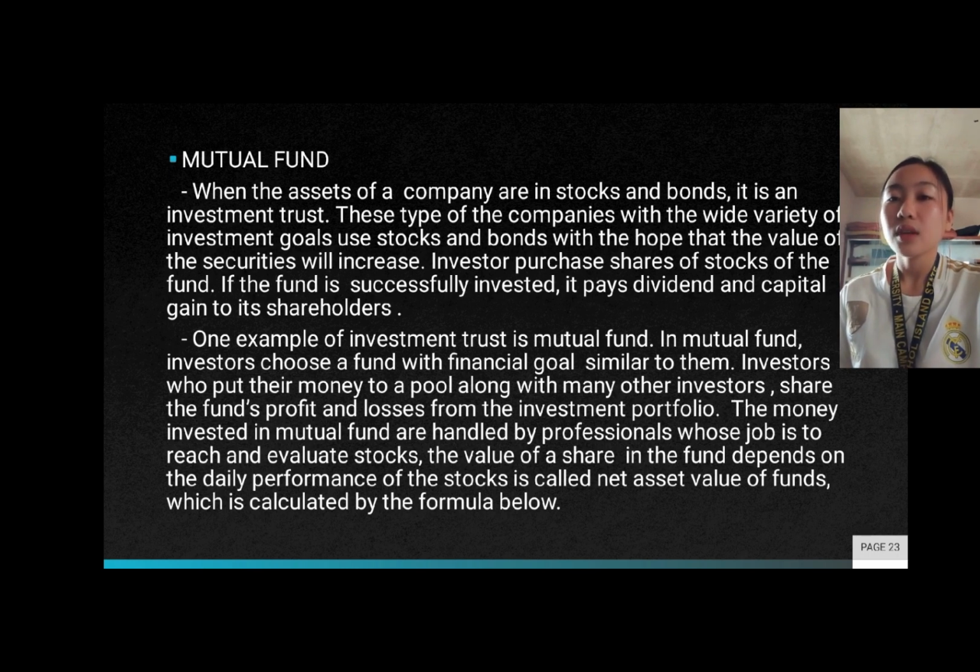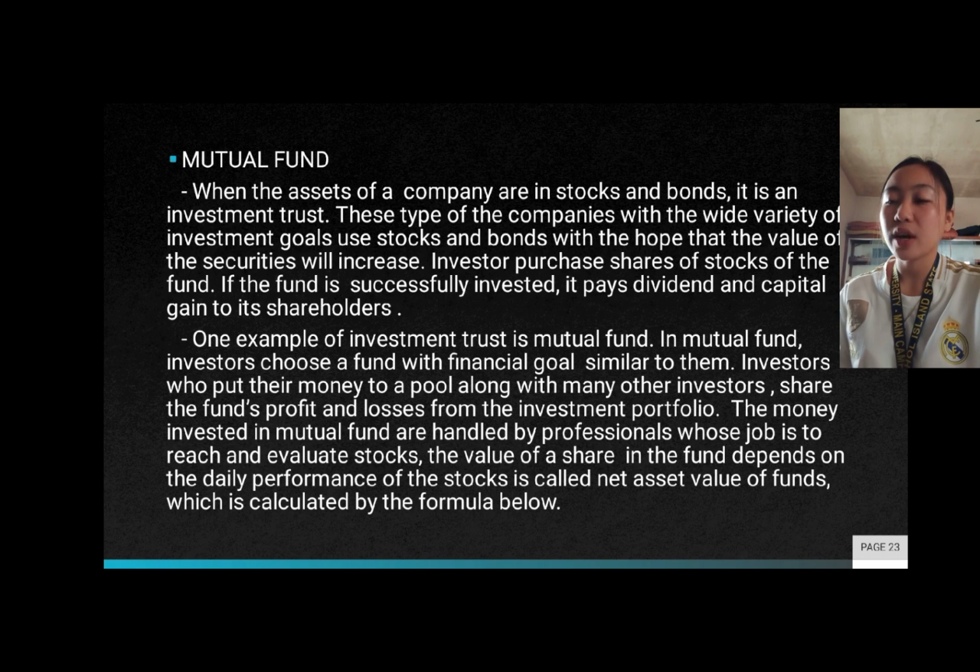So let's have here the mutual fund. When the assets of a company are in stocks and bonds, it is an investment trust. This type of company, with a wide variety of investment goals, uses stocks and bonds with the hope that the value of securities will increase. Investors purchase shares of stock of the fund. If the fund is successfully invested, it pays dividends and capital gains to its shareholders. One example of investment trust is mutual fund.